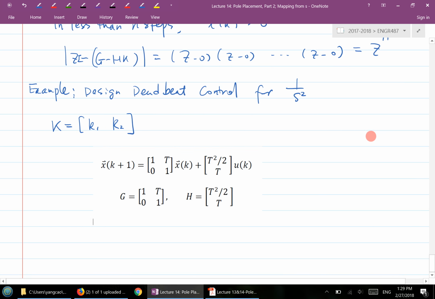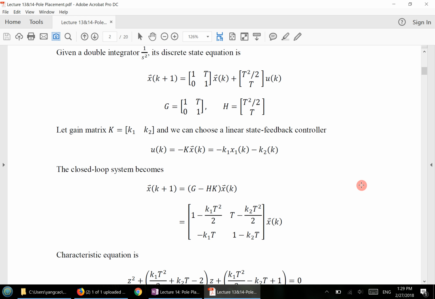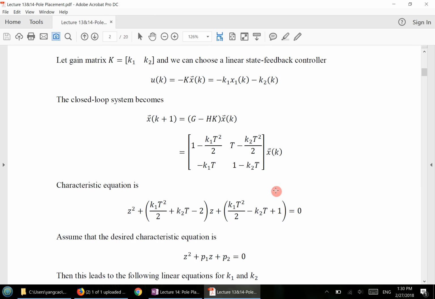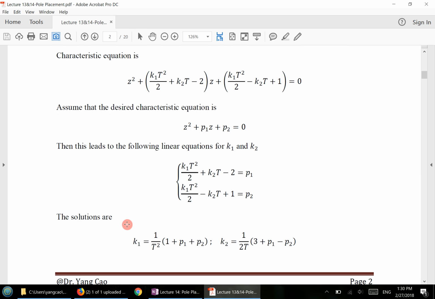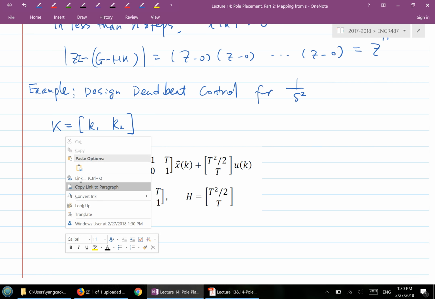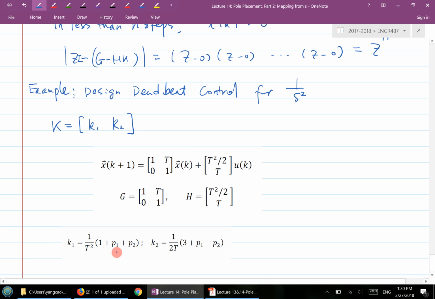And then we design our K here. If you recall, in that lecture we didn't really specify the pole location. We just specified the desired characteristic equation, and ended up with gains related to the desired polynomial P1, P2 coefficients like this. So the desired is z squared plus P1 z plus P2.